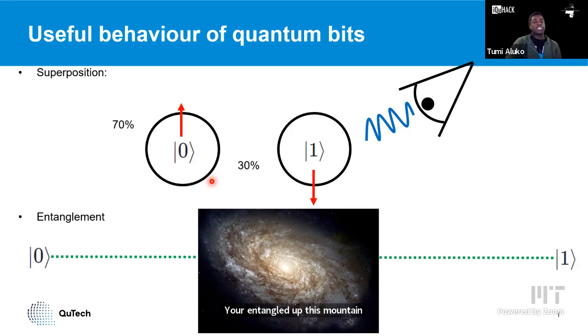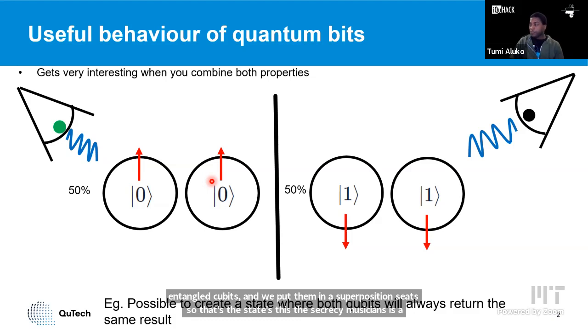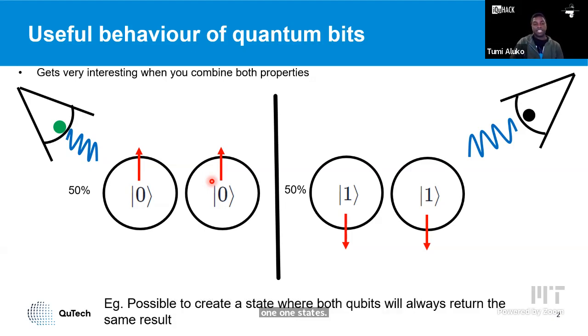Now, what's more interesting is that when we combine these two effects, we can do some interesting things. So let's say we have 2 entangled qubits, and we put them in a superposition state, so that the superposition is a superposition of a 50% chance of being in the 0-0 state and a 50% chance of being in the 1-1 state. If we measure this entangled state and we see that our qubit 1 has 0 results, we know with full certainty that our qubit 2, no matter where it is in the universe, as long as the entanglement is still intact, will also be in that 0 state. And vice versa for if you measure a 1 state.